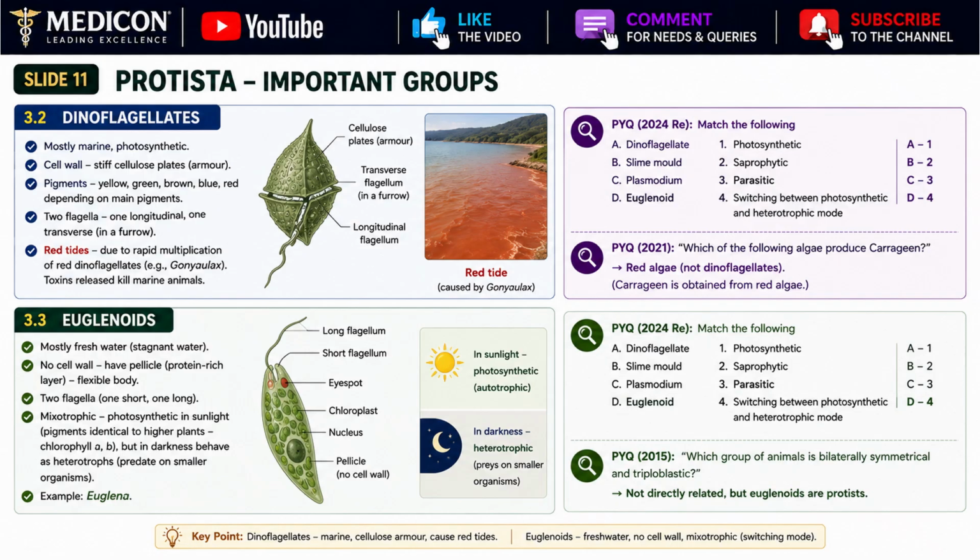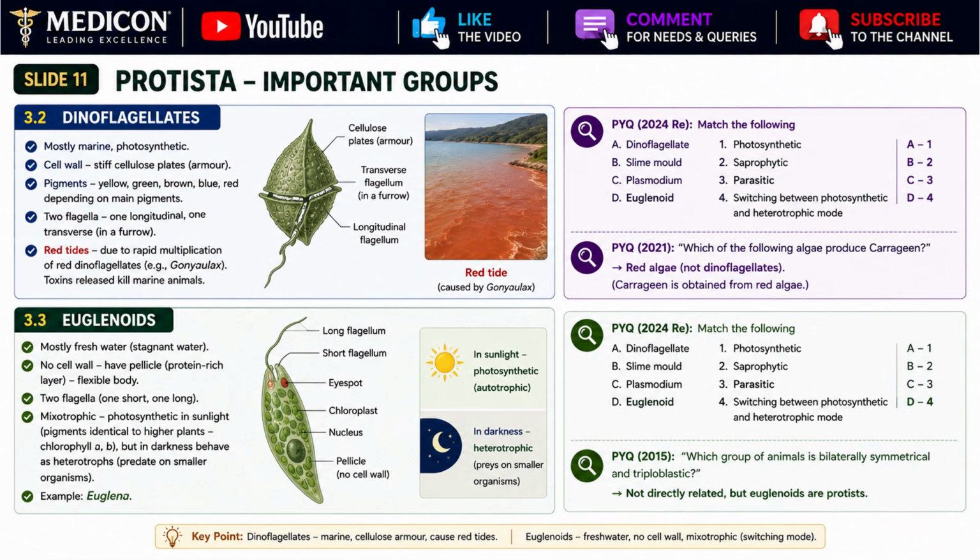Now, when it comes to Protista, let's see the other group, that is dinoflagellates. One group we have studied is chrysophytes, the other group is dinoflagellates. Dinoflagellates are mostly marine and photosynthetic. The cell wall is made up of stiff cellulose plates like armor, like a soldier wears armor, a shield-type structure. The cellulose is so stiff that it looks like armor around the cell. That is the characteristic feature of the cell wall. The pigments are yellow, green, blue, brown, or red depending on the main pigments.